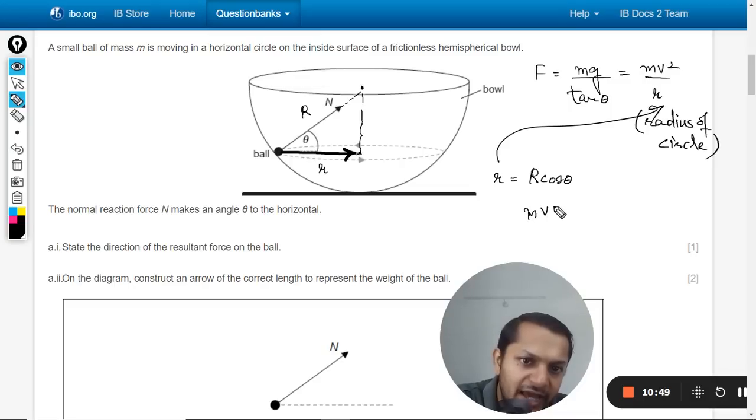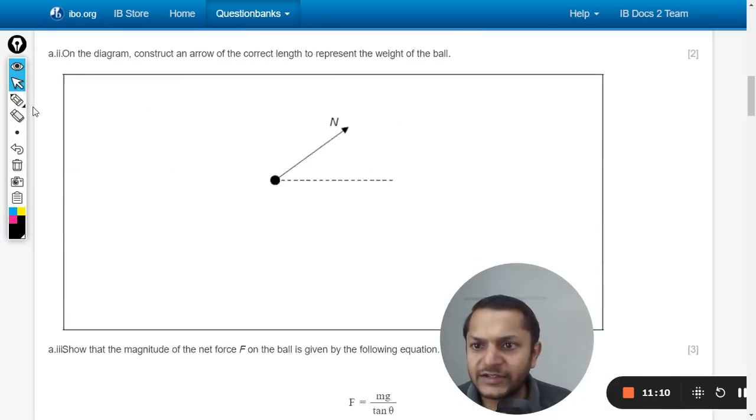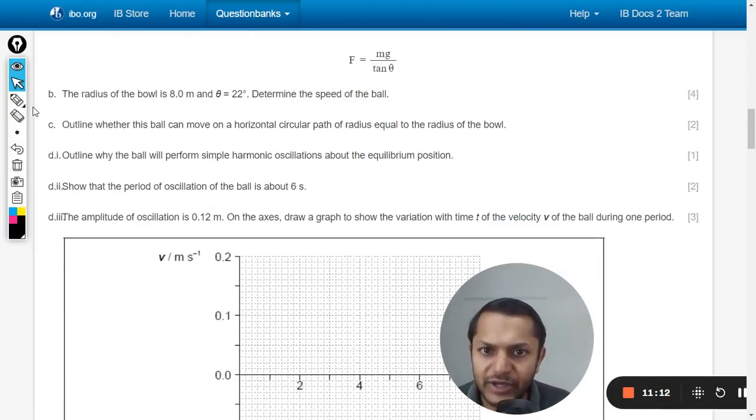So it will be mv square divided by capital R cos theta is equal to mg divided by tangent theta. Clearly m and m will get cancelled out, and you would be having a corresponding cos theta there. So fine. Okay, so B is done. This is how we do B.